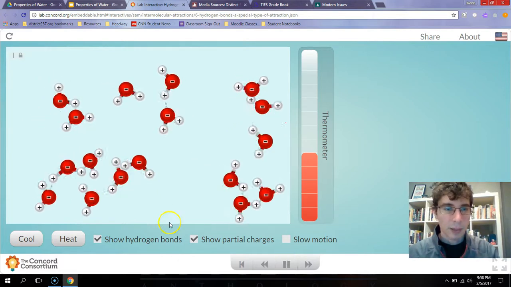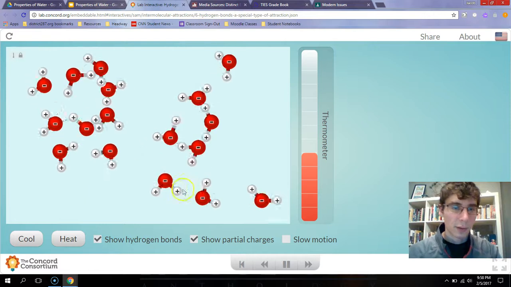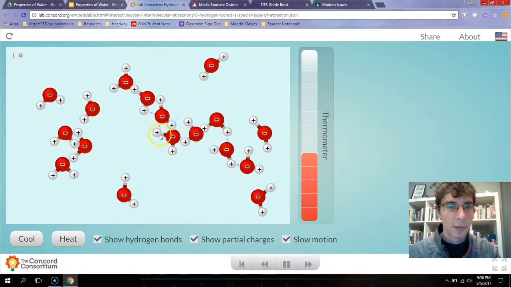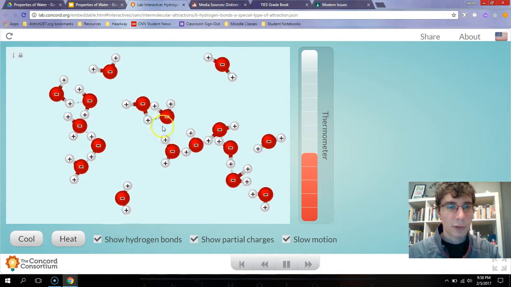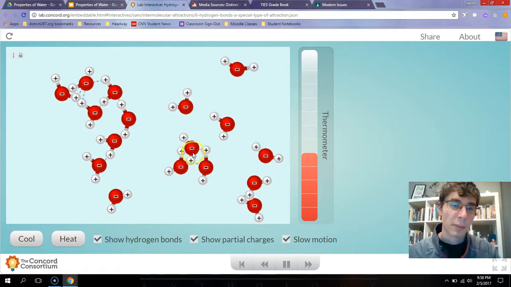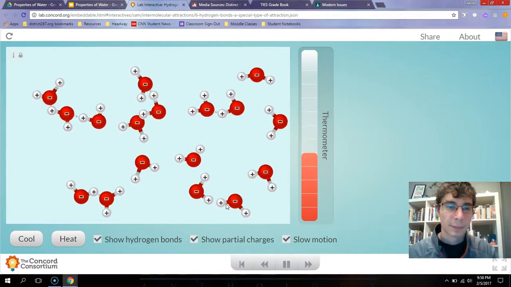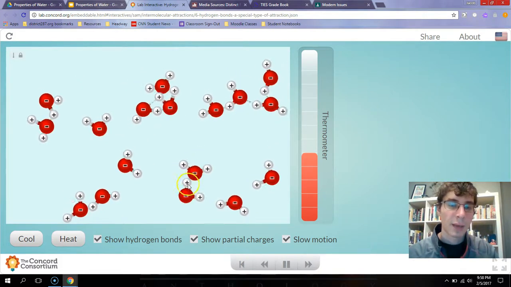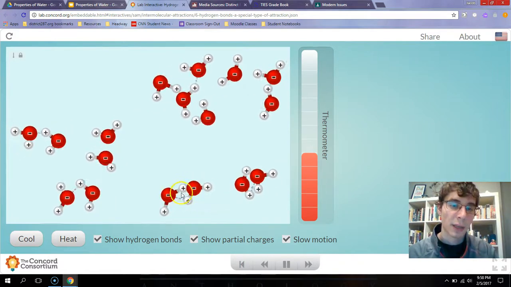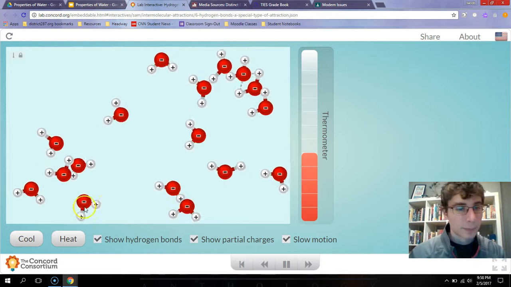And when I hit the play button here, you'll see that every now and then these will bounce into each other and a little bond will form. And I can click slow motion here, and you'll see all the positive hydrogens when they get close to an oxygen atom that has the partial negative charge, they want to reach out and stick onto it. Okay, so those are hydrogen bonds. It's not quite like a covalent bond in that they're sharing electrons. It's more just that they have opposing charges.